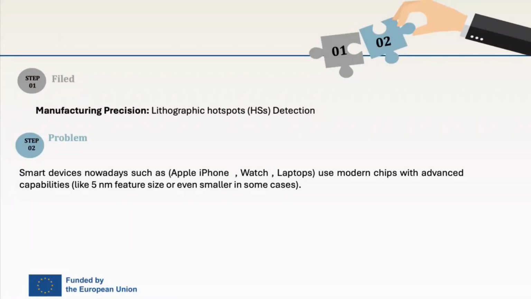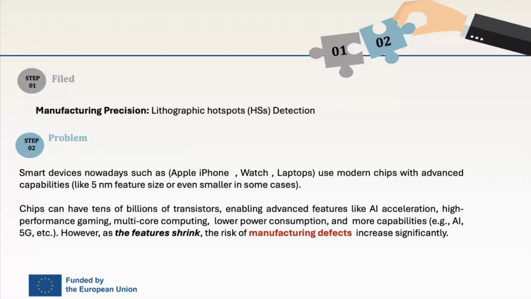So when we talk about new smartphones or smart devices in general, like iPhones, watches, laptops, all of these devices use modern chips with advanced technologies such as 5 nanometers or smaller in some cases. And these chiplets or chips can have billions of transistors in order to enable different features like AI acceleration, high performance gaming, multi-core computing, low power consumption, and more capabilities.